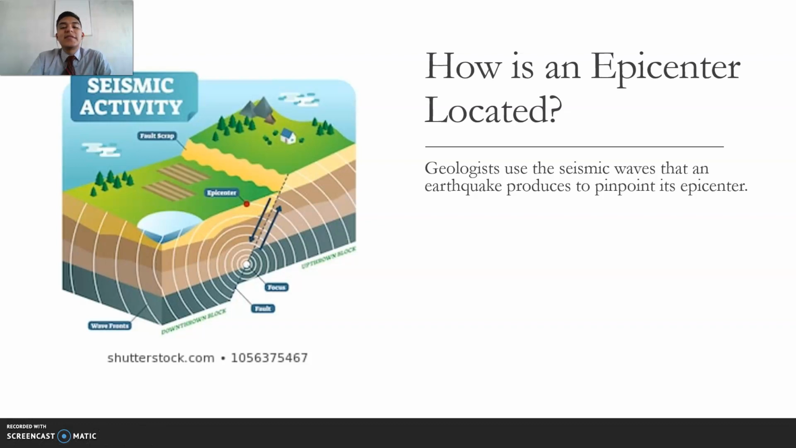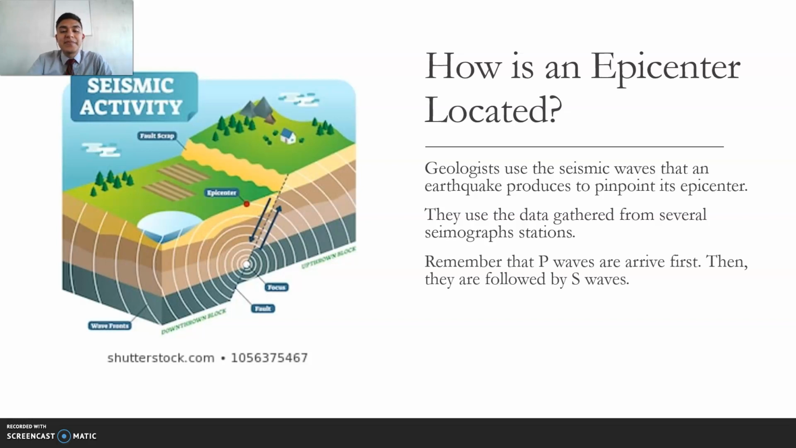So geologists use the seismic waves that an earthquake produces to pinpoint its epicenter. So the seismic waves that the earthquake produces are essential in order to find out about the epicenter. They use the data gathered from several seismograph stations. So it is not possible to locate the epicenter of an earthquake just by using one single seismograph. So in order to make it a little bit easier, what scientists do is compare the information they have from different seismograph stations.